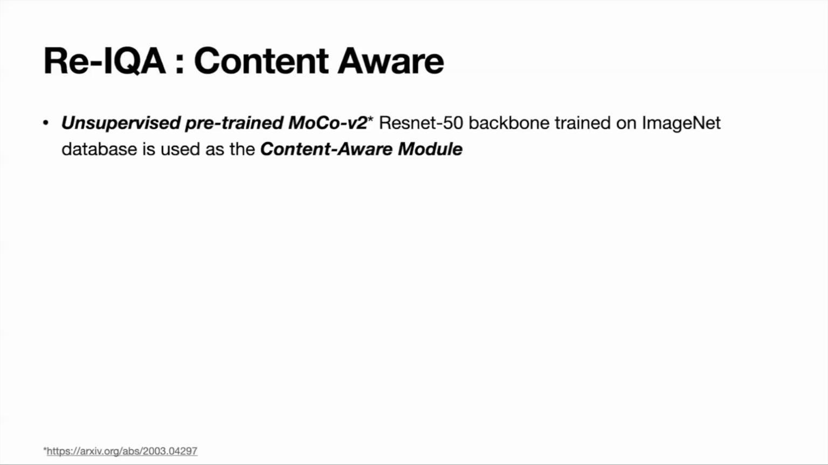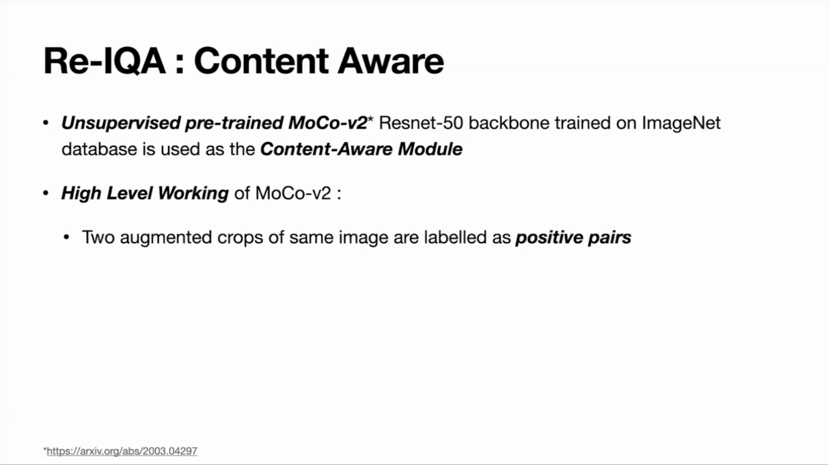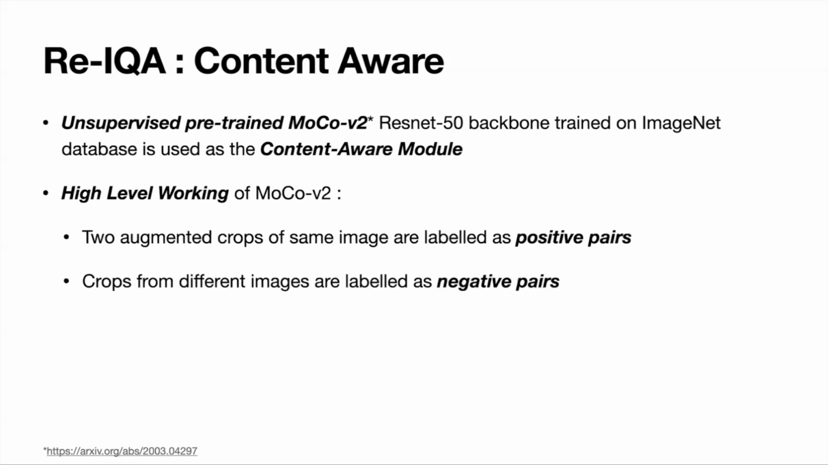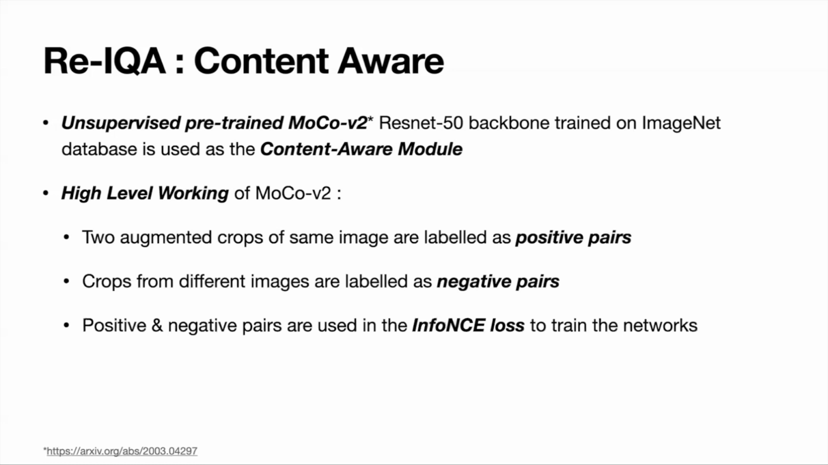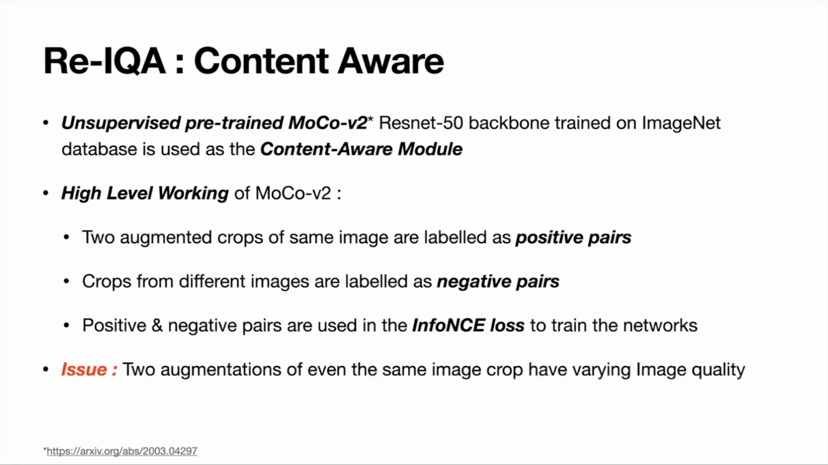In Re-IQA, we use the unsupervised pre-trained MoCo V2 ResNet-50 backbone as the content-aware module. The primary objective of the MoCo V2 framework is to assign two augmented crops of the same image as positive pairs and crops from two different images as negative pairs. These positive and negative pairs are used to set up the InfoNCE loss, which is further used to train the networks. This setup works for high-level semantic image representations, but suffers a critical design problem.